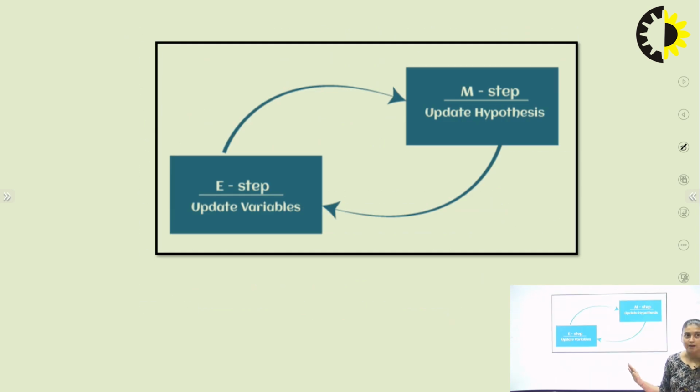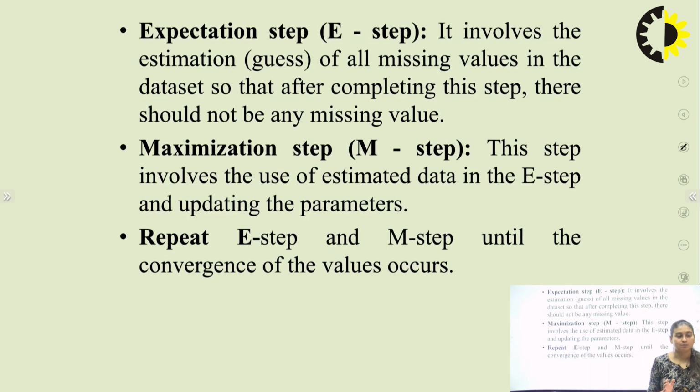So this is the simple diagram. Here the EM algorithm involves two steps. First is the E step. E means the estimation step. In this we have to update the variables again and again, we have to find out the values or the missing values for the latent variables. And in the M step, again we have to update the hypothesis. So here we are updating the variables, here we are updating the hypothesis, and the EM algorithm depends on these two steps. Next, the E step involves the estimation, and the M step involves the use of estimated data and updating the parameters. And we have to repeat the E and M steps until the convergence occurs.